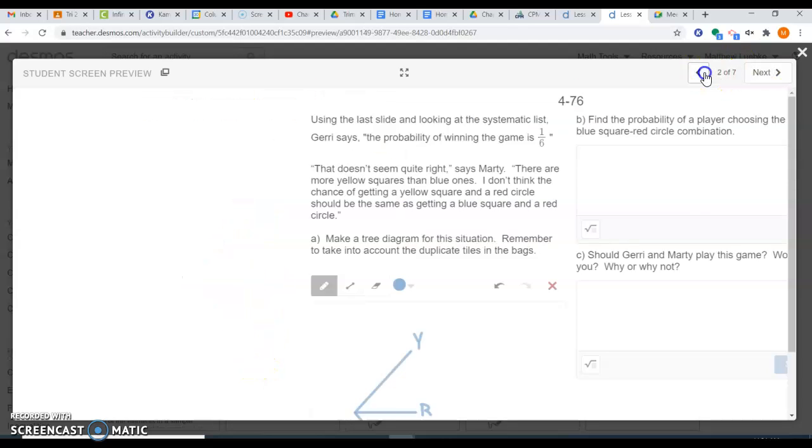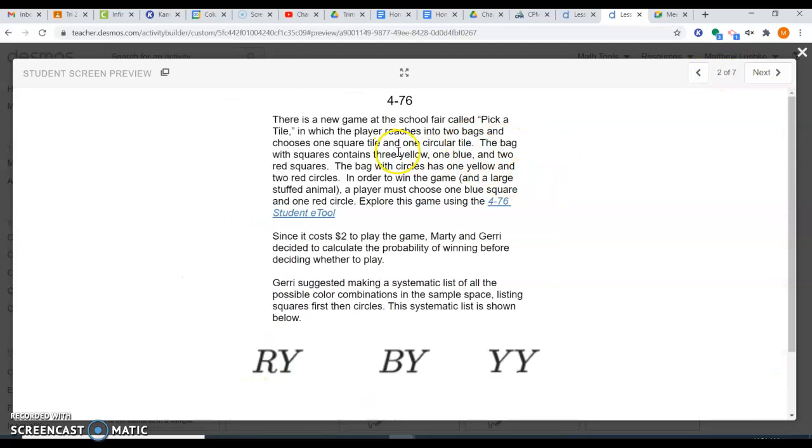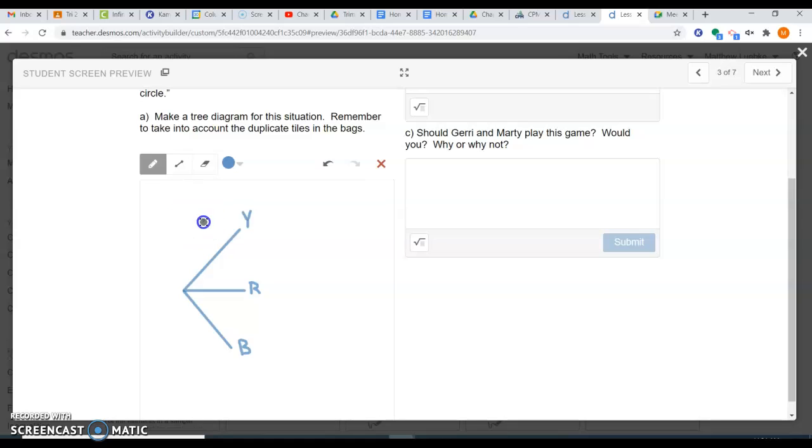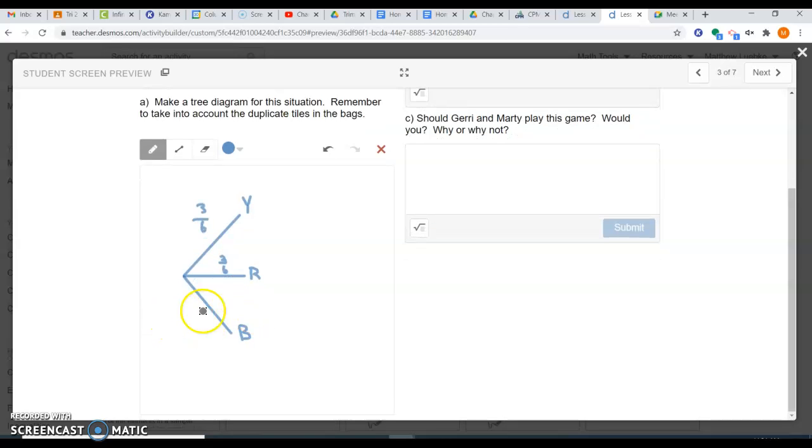Now if you read the problem, there are 3 yellow, 1 blue, 2 red. That's a total of 6 squares. Okay, so that means 3 out of the 6 are yellow, so I'm going to label that branch 3 out of 6. 2 out of the 6 are red, so I'm labeling that branch 2 out of 6. And 1 out of the 6 are blue, so I'm labeling that branch 1 out of 6.